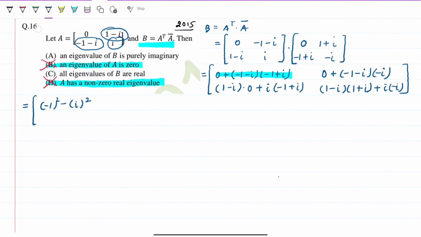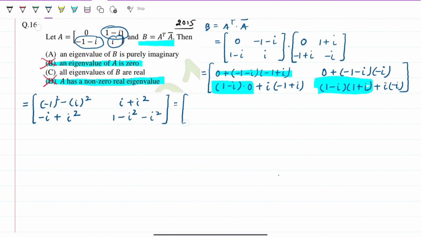For the second one, we will have i plus i square. Then this term is 0, and then the next one is going to be negative i plus i square, and then the last entry: over here this factor again is (a plus b)(a minus b), so we can write it as a square minus b square, followed by another minus i square.